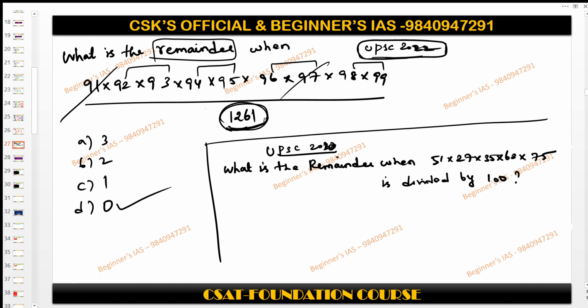Sir, what were the options? You need options. Fine. 50, 25, 51. I think this is not the case. Whether this is the question, I don't know. Yes, this is the question with respect to 2020.